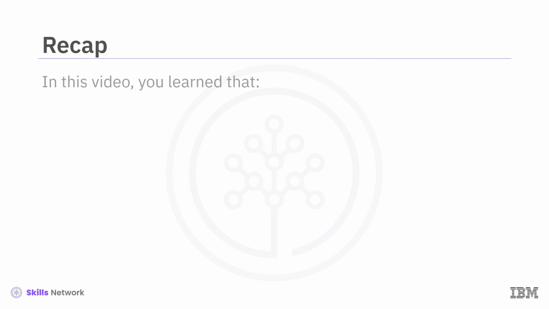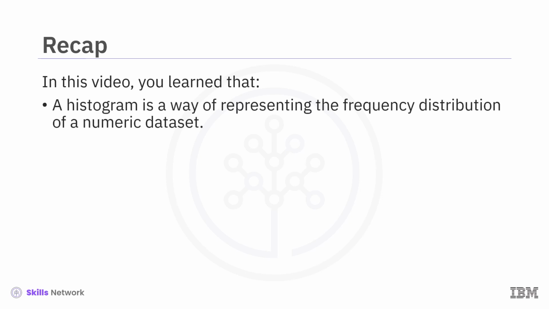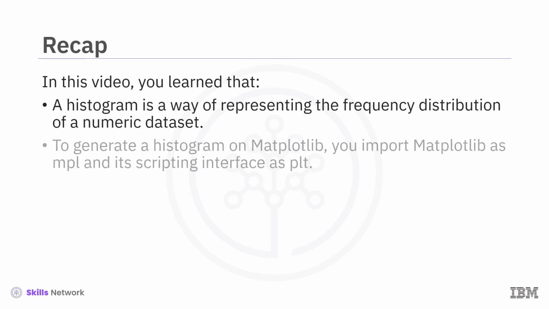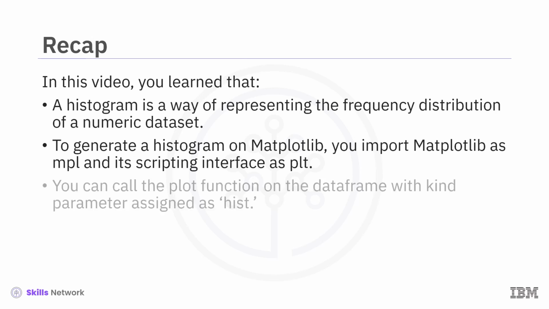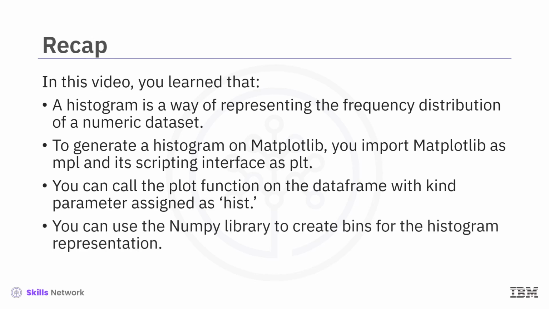In this video, you learned that a histogram is a way of representing the frequency distribution of a numeric dataset. To generate a histogram on Matplotlib, you import Matplotlib as MPL and its scripting interface as PLT. You can call the plot function on the data frame with kind parameter assigned as hist. You can use the NumPy library to create bins for the histogram representation.